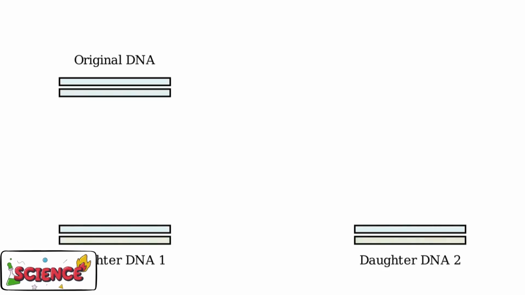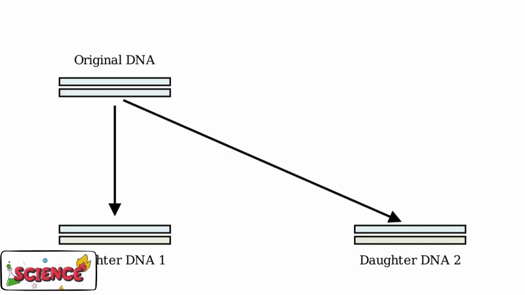Once replication is complete, the process results in 2 identical DNA molecules through semi-conservative replication. Each new DNA molecule contains 1 original strand and 1 newly synthesized strand. This ensures that genetic information is accurately passed down to daughter cells.